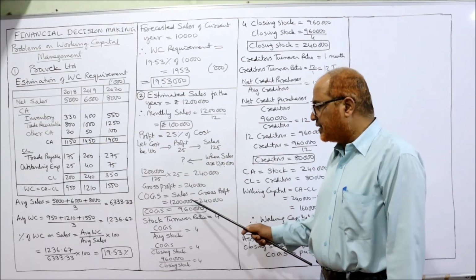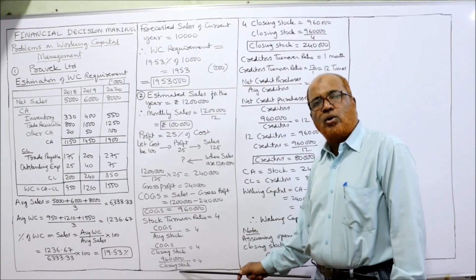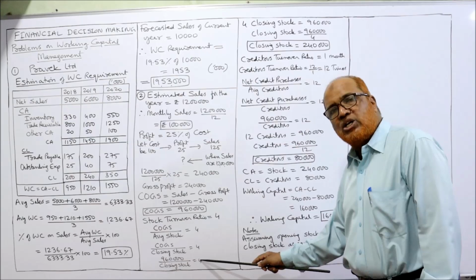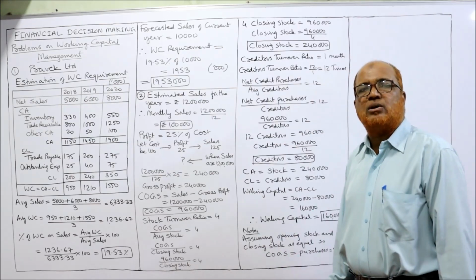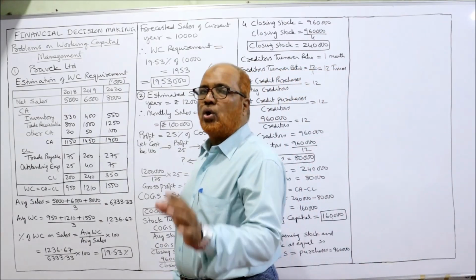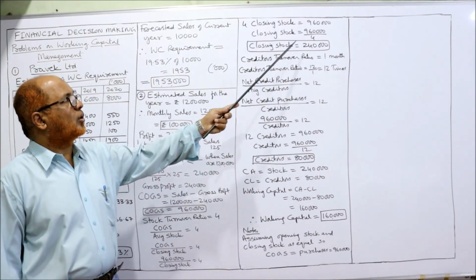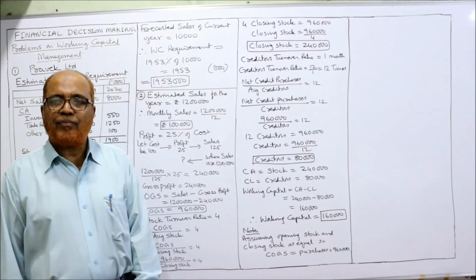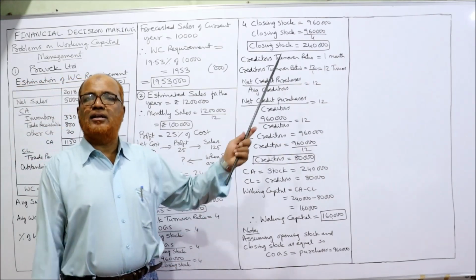COGS, just now we have calculated, 9,60,000. So 9,60,000 divided by closing stock is equal to 4. Now we make a cross multiplication. 4 into closing stock is equal to 9,60,000. So closing stock is equal to 9,60,000 divided by 4. So closing stock is 2,40,000. That's all. By using this stock turnover ratio, we have calculated the closing stock.